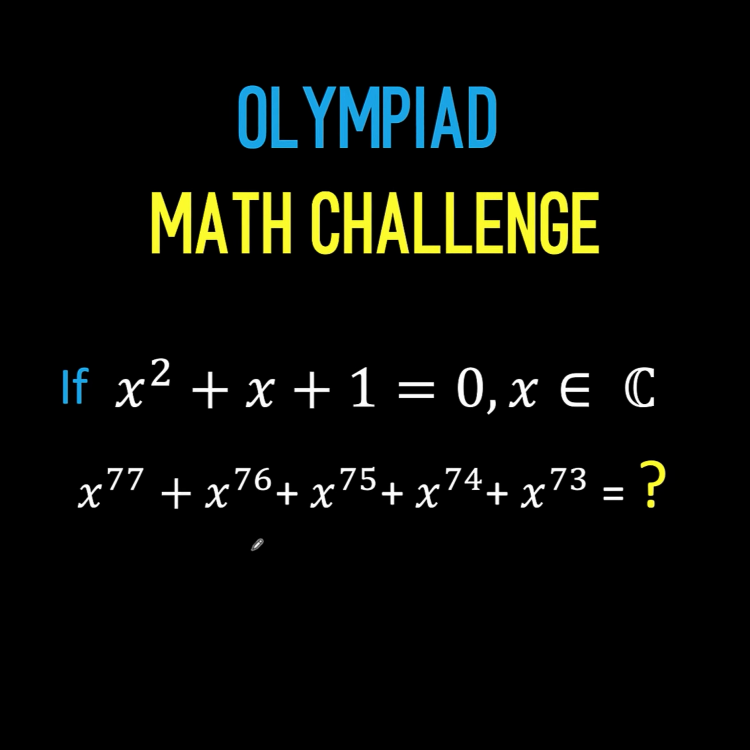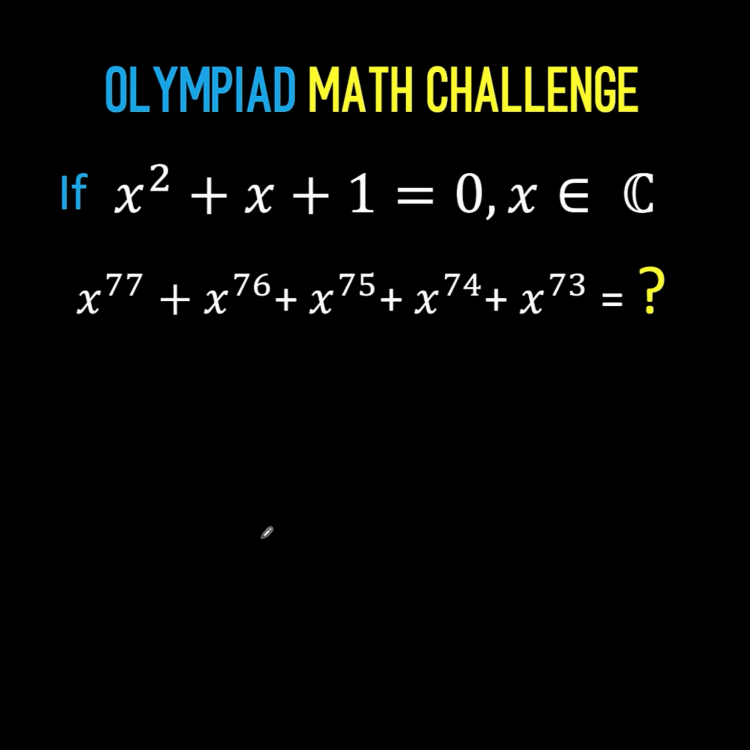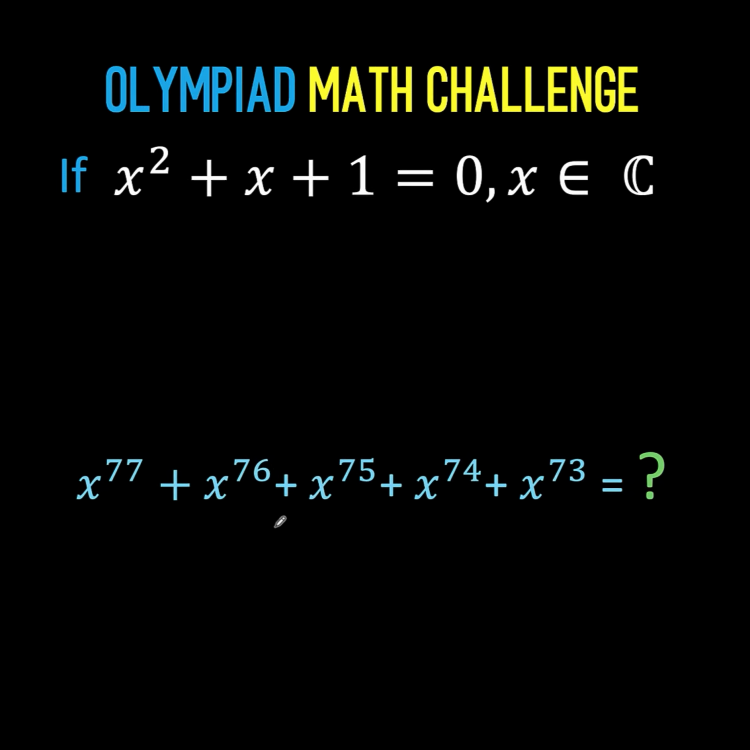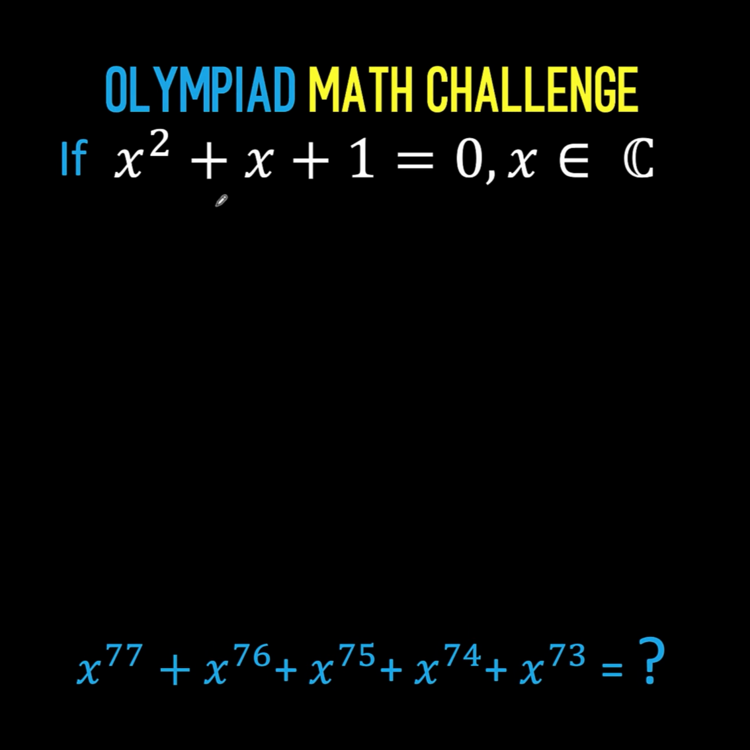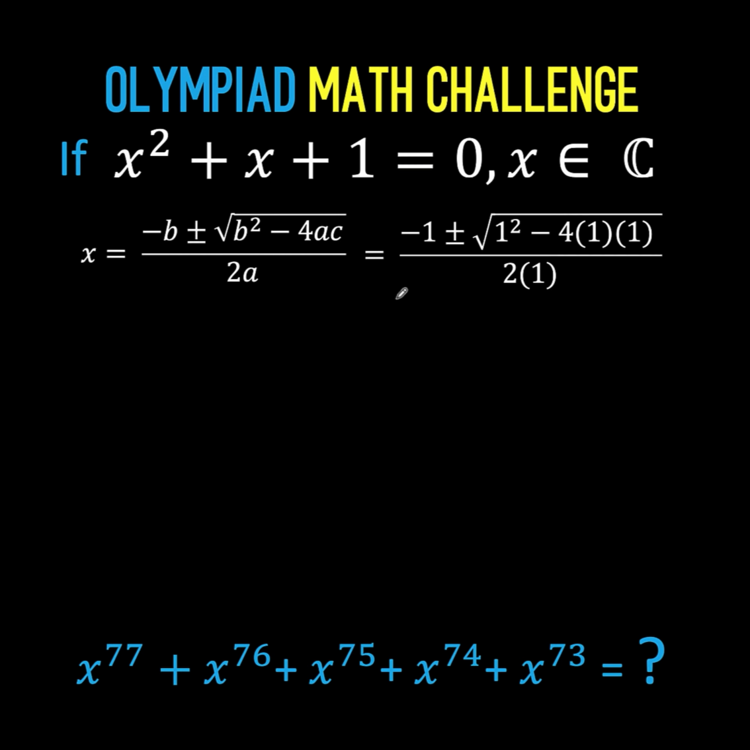Now let's solve this problem together. There are several approaches in solving this problem. Some people would approach this by starting with x squared plus x plus 1 equals 0, solve for x, and substitute the result to the second equation. But you will notice that if you are going to solve for x in x squared plus x plus 1 equals 0 using the quadratic formula, we will arrive here at a complex number.